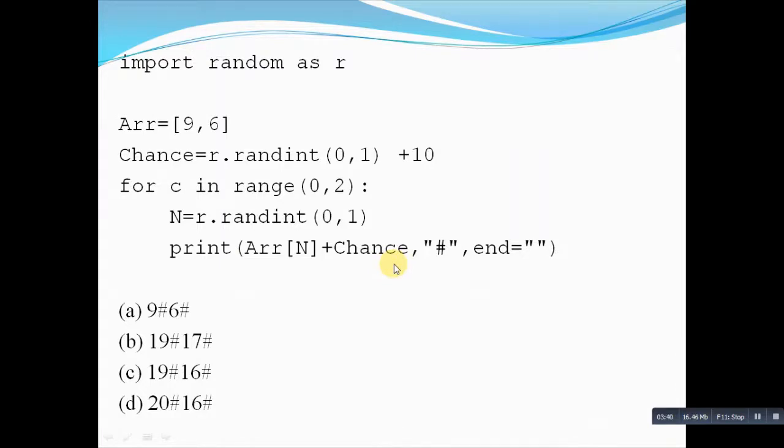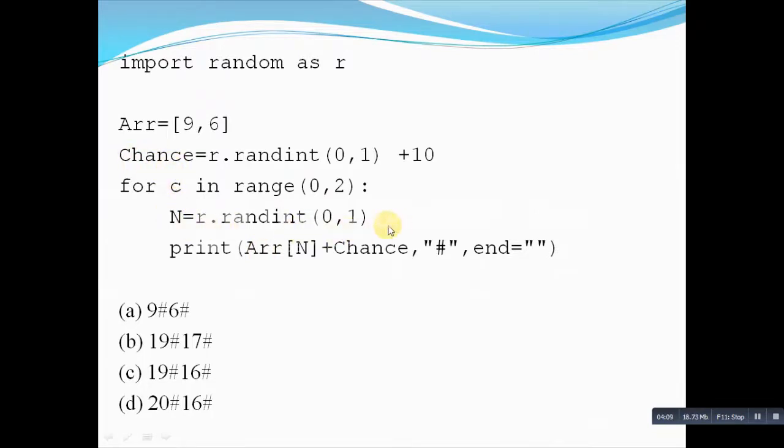So 19 hash. In the second iteration, it may happen that the value of n generated by randint is 1. So array of 1 means 6. 6 plus 10 is 16. So 16 hash. So if the value of chance happens to be 10, then what are the possible outputs here?